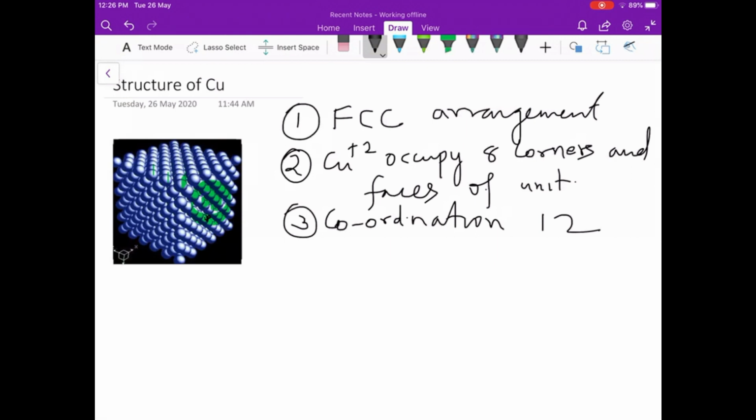Again I am repeating, 6 on the same layer, 3 above, 3 below. So the total number of ions of copper which is touching one particular ion of copper is 12. So therefore we say coordination number is 12.